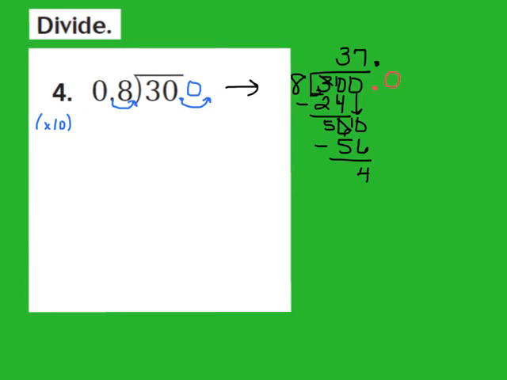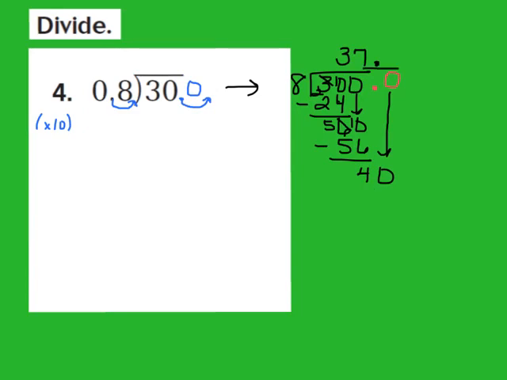Now, what I'm going to do next is this. Now that we've inserted our decimal and added our 0, I'm going to go ahead and bring that 0 down. So we're going to drop the 0 down next to the 4. Well, now I'm looking at a 40 being divided by 8. And what I know is 8 goes into 40 5 times.